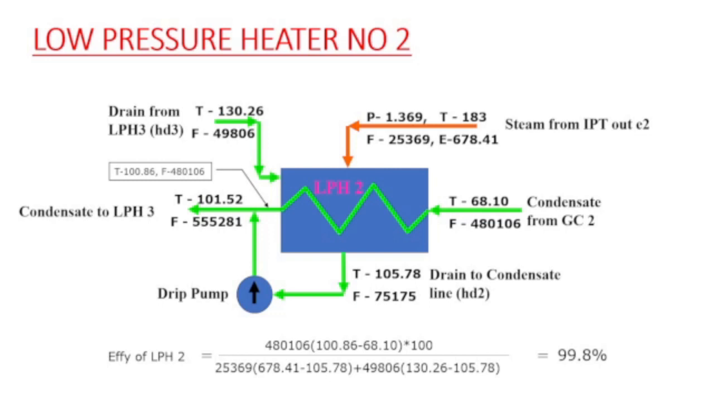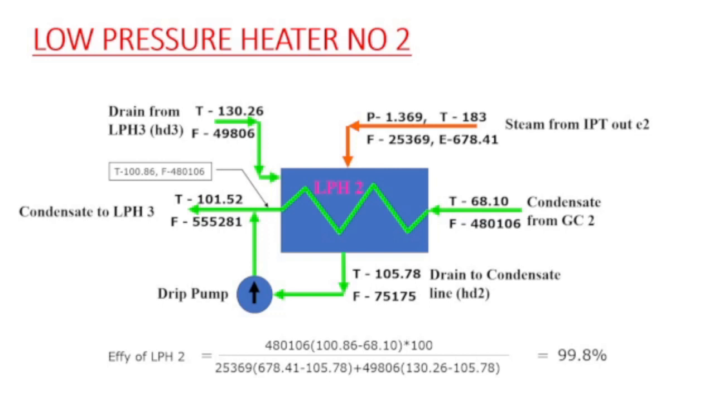Again the extraction steam from IPT out, that is extraction E2, is there. This steam is going to heat the condensate, and the drain from LP heater 3 is added in LP heater 2. Now the resulting temperature of the drain from LP heater number 2 comes out to be around 105.78 degrees centigrade. Now there is some flow. This flow is again supplied into the condensate line.